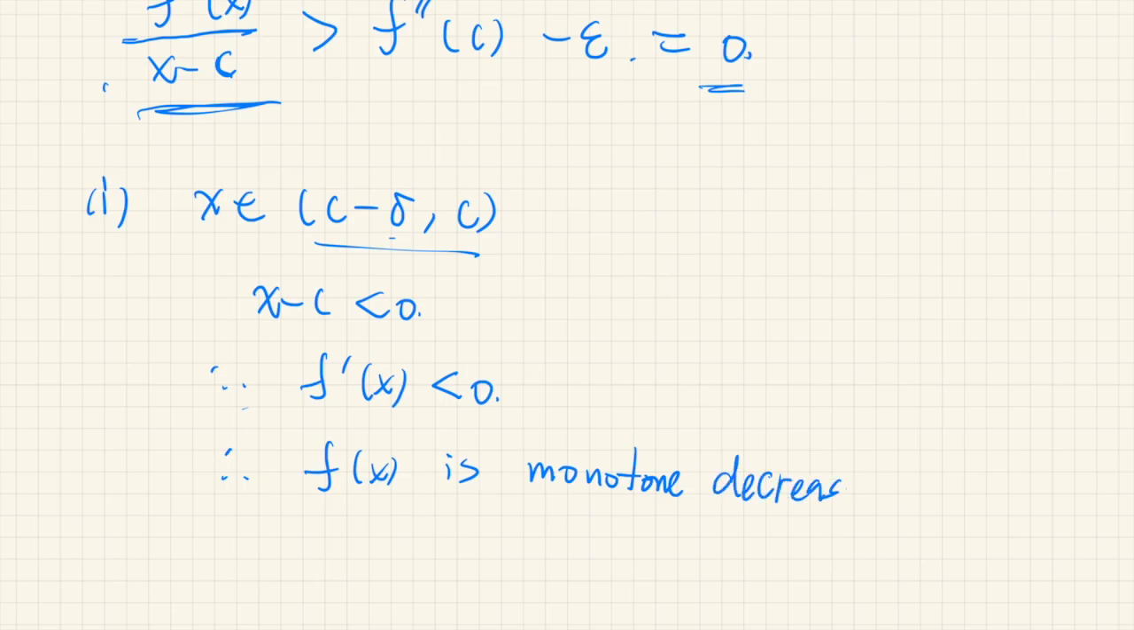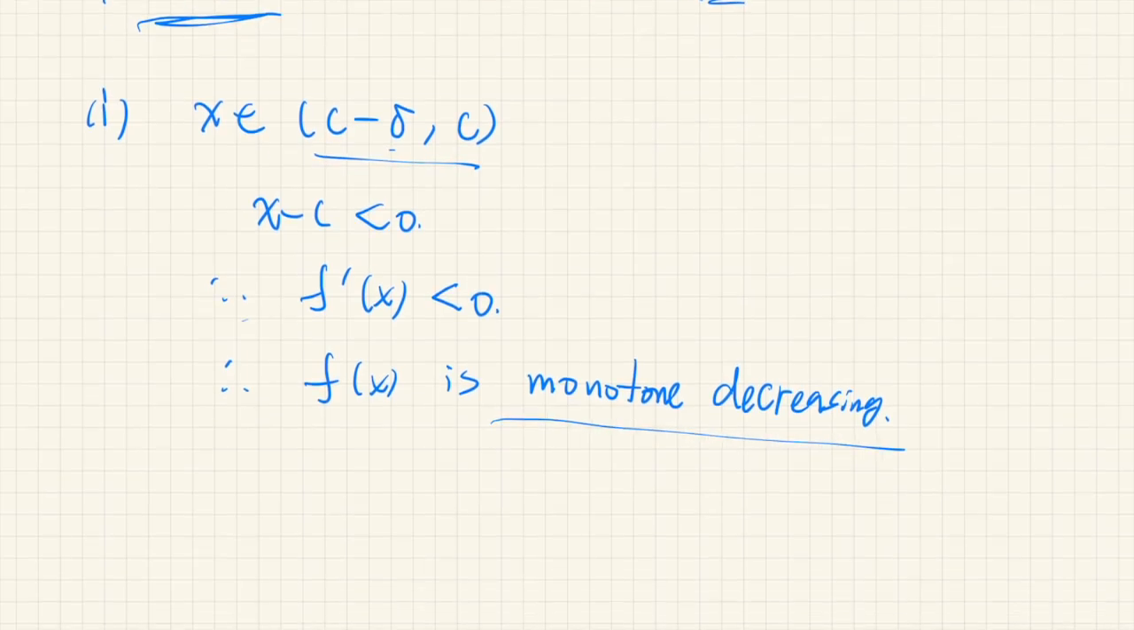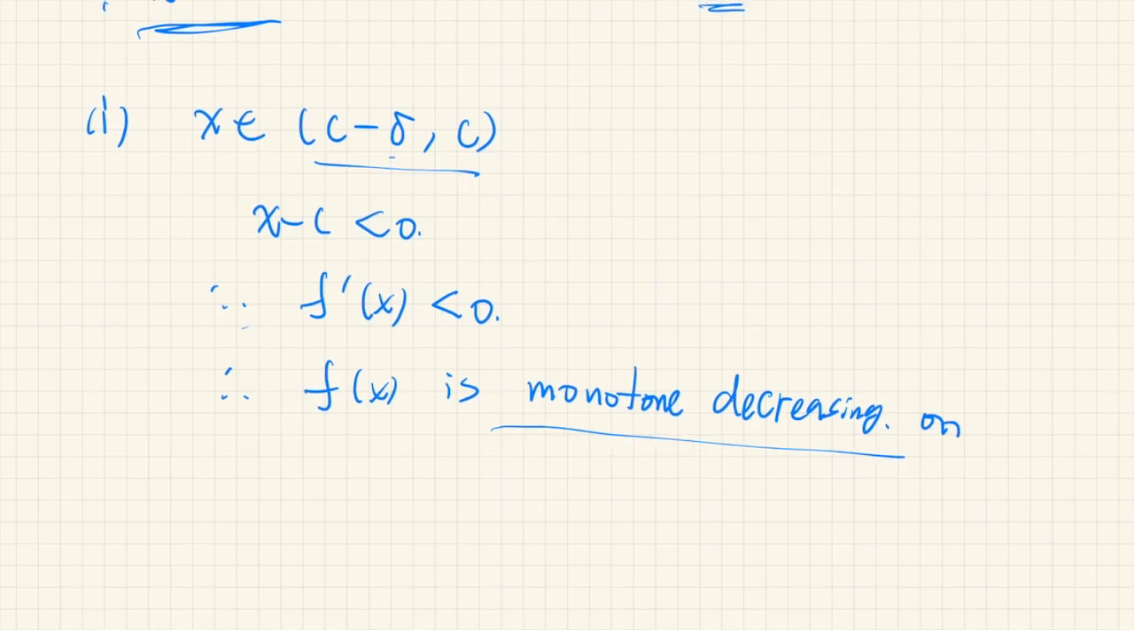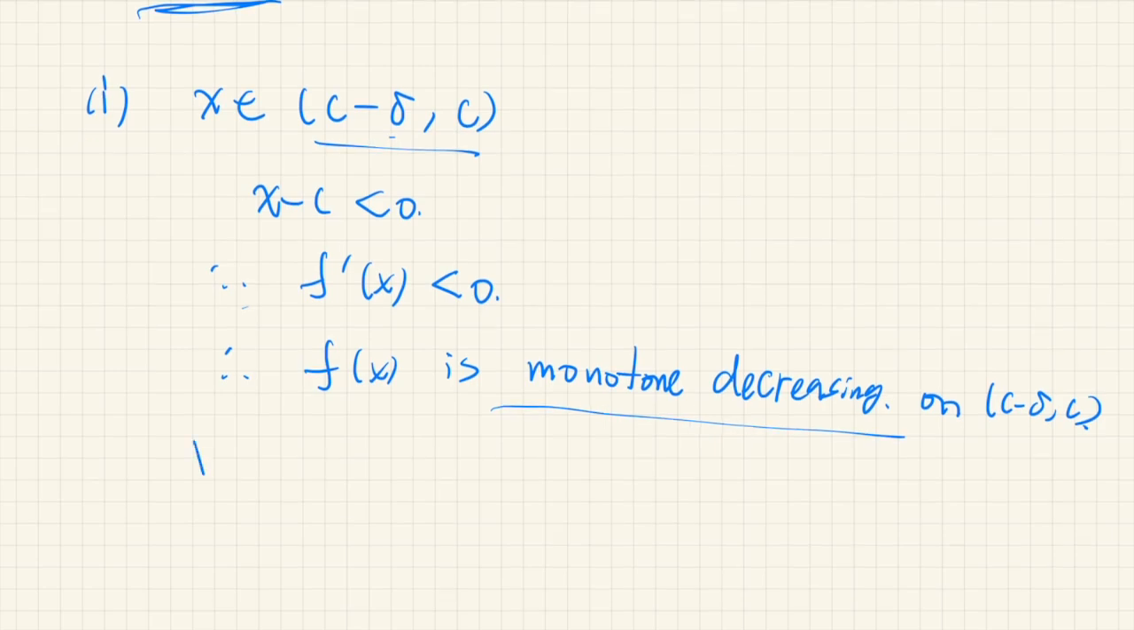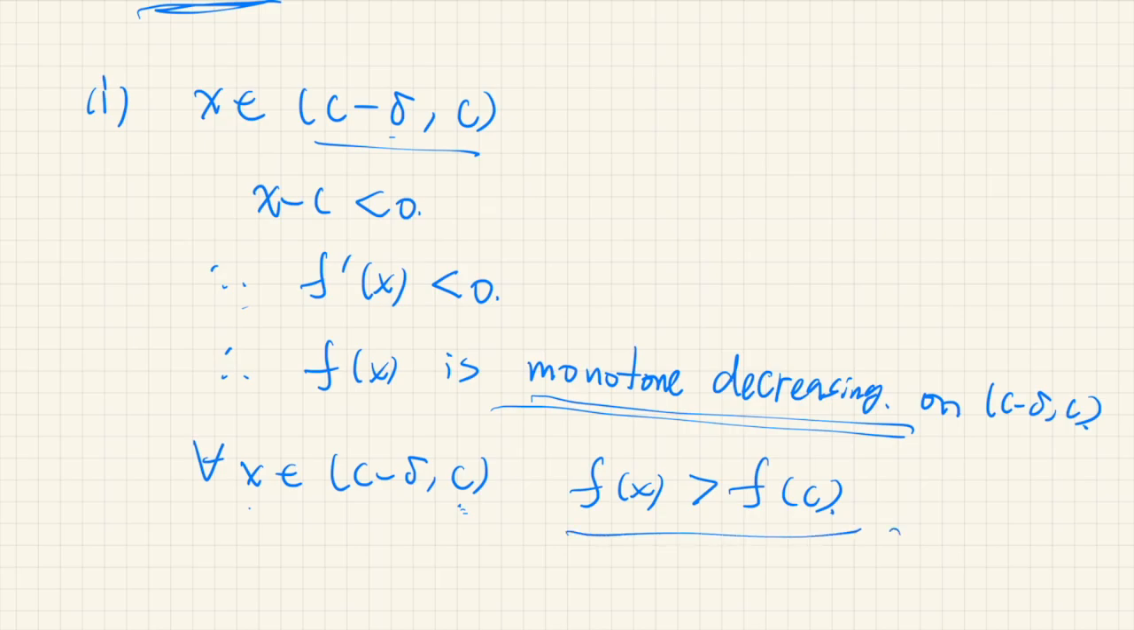Decreasing. So this is according to the previous result we have proved in this video. Monotone decreasing on this interval, c minus delta and c. So that means for all x in this interval, c minus delta and c, we have f of x is greater than f of c, because x is less than c, okay? Because it's monotone decreasing, we have this.